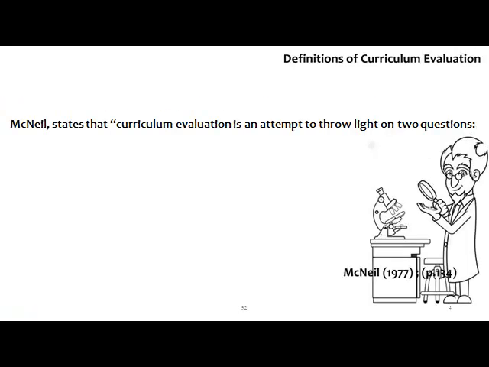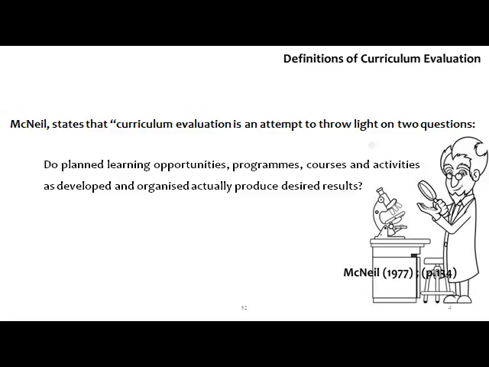McNeil states that curriculum evaluation is an attempt to throw light onto questions. Do planned learning opportunities, programs, courses and activities as developed and organized actually produce desired results? How can the curriculum offerings best be improved?